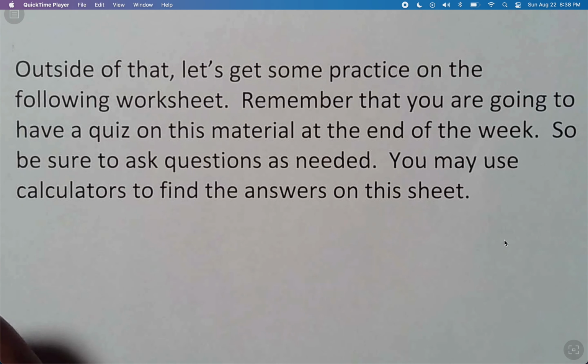Outside of that, let's just get some practice on the following worksheet. Again, remember, you are going to have a quiz on this at the end of the week, so be sure to ask questions. Again, you may use calculators to find the answers on this sheet because the numbers are going to be more realistic, plus there's no need in torturing you on this. So good luck.